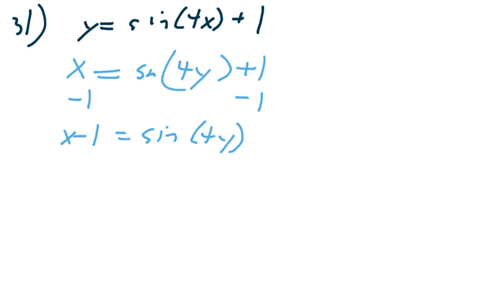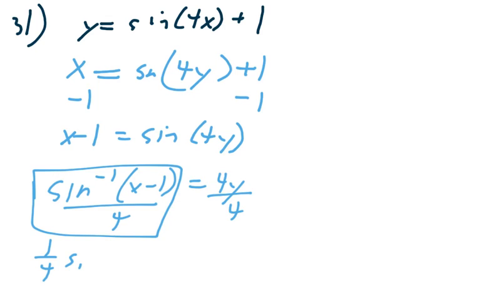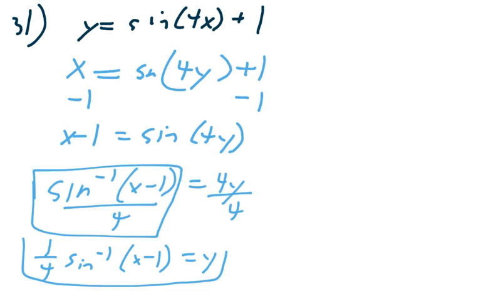The next thing we have to do is the inverse operation on the sine, and the inverse operation on the sine is the arc sine, or the sine negative 1. And then finally we have to do something to get rid of the 4, so we can either divide by 4, where this would be your answer, or they may put it out in front as 1/4 sine negative 1 of x minus 1. And this is your inverse.